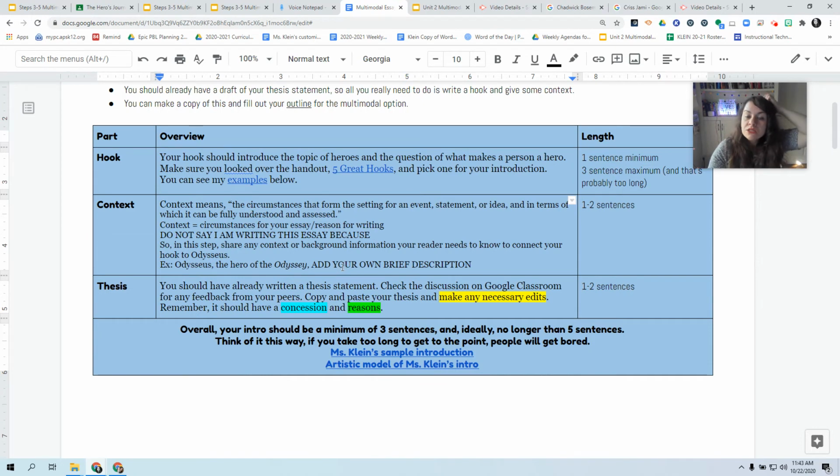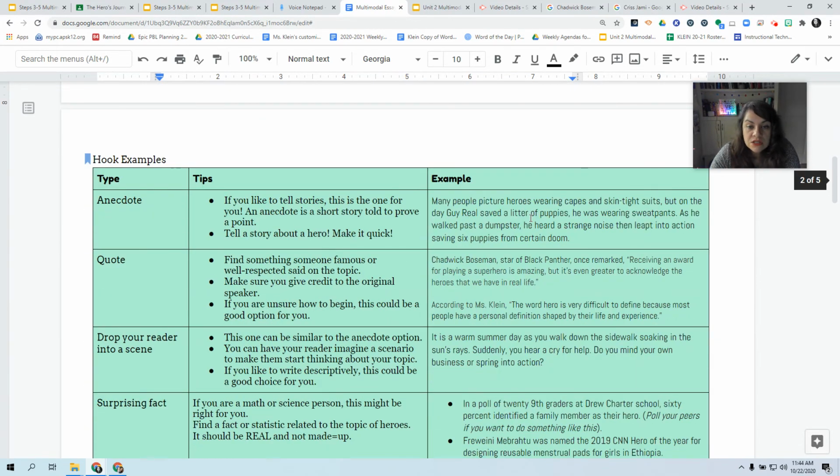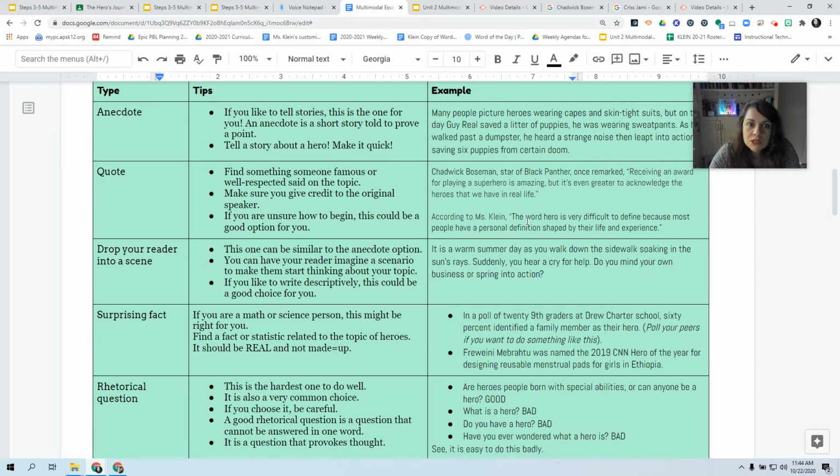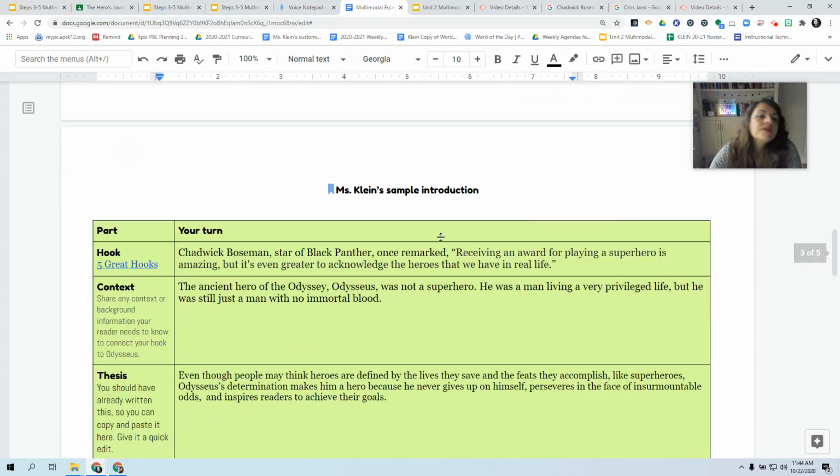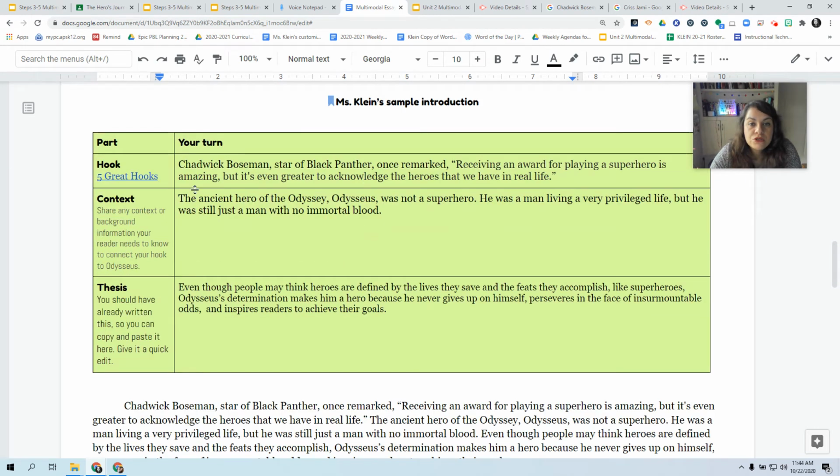All right, so let's look at my example. Your context does not have to be long, like 1 to 2 sentences, okay? You're not giving a book report. You are not going into in-depth about the Odyssey. You're not telling people exactly what happens. That is too much. If you give that much information, people are going to be like, I don't want to read this. That's just the way life is. People don't have long attention spans. In fact, you're probably falling asleep during this video. Wake up. All right, so here's my sample introduction on this same handout you have access to.